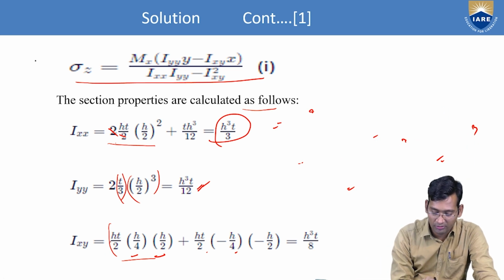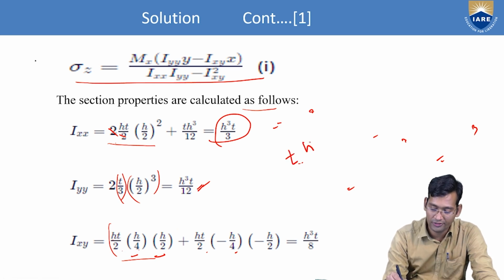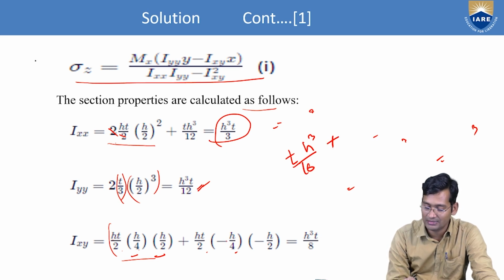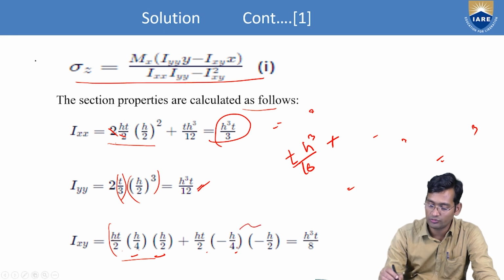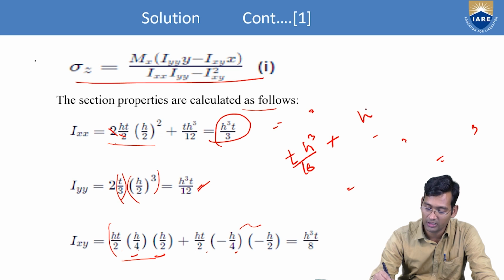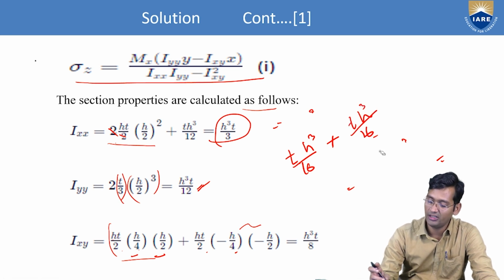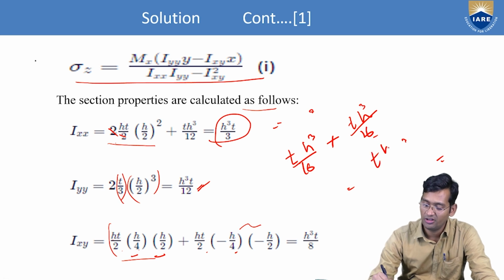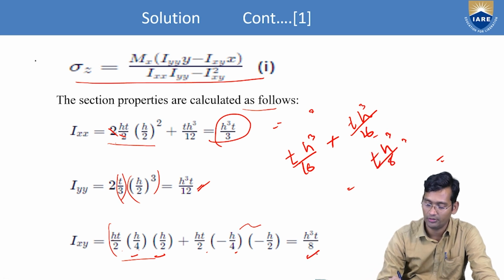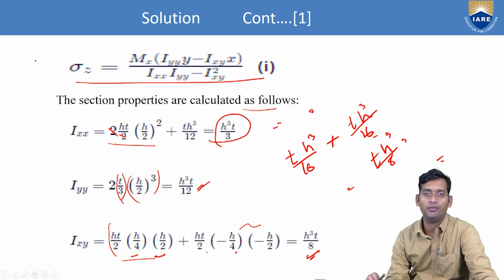So after multiplying, what will you get? hQ T by 16, right? 4 2 is 8, 8 2 is 16. So T hQ by 16, and plus here minus h by 2 into minus h by 4. First these two multiplying, so h square by 8 into hT by 16. After multiplying that, again here T hQ by 16. Right. So after adding these two, what will you get? T hQ by 8, or hQ T by 8.